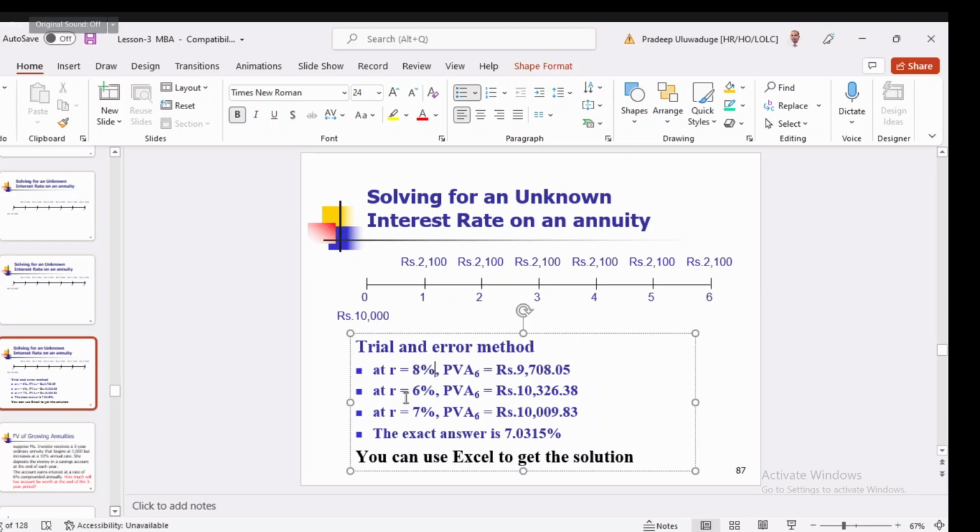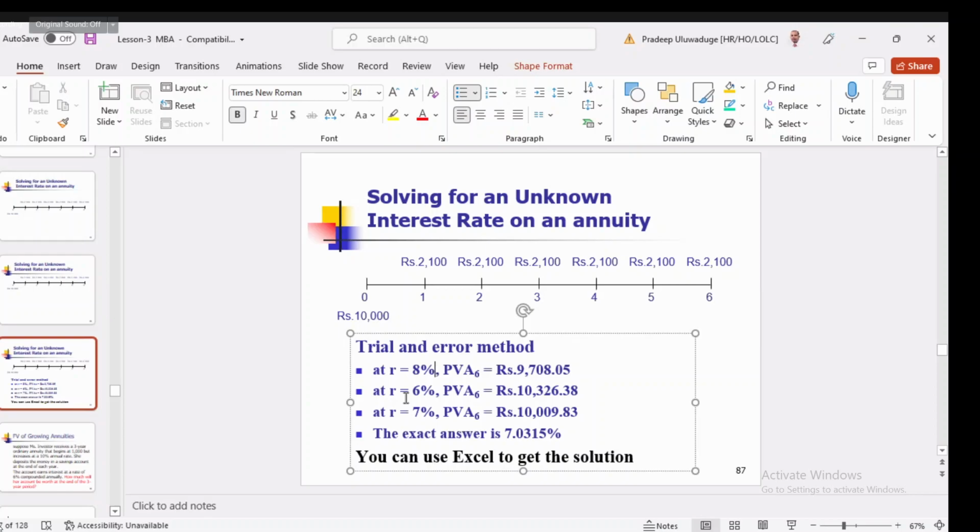So we try 7. Right? When we try 7, what happens? The present value becomes 10,009 and 83 cents, which is a little bit higher than what we want. We want 10,000. So it has to be 7 point something. It has to be greater than 7 and less than 8.